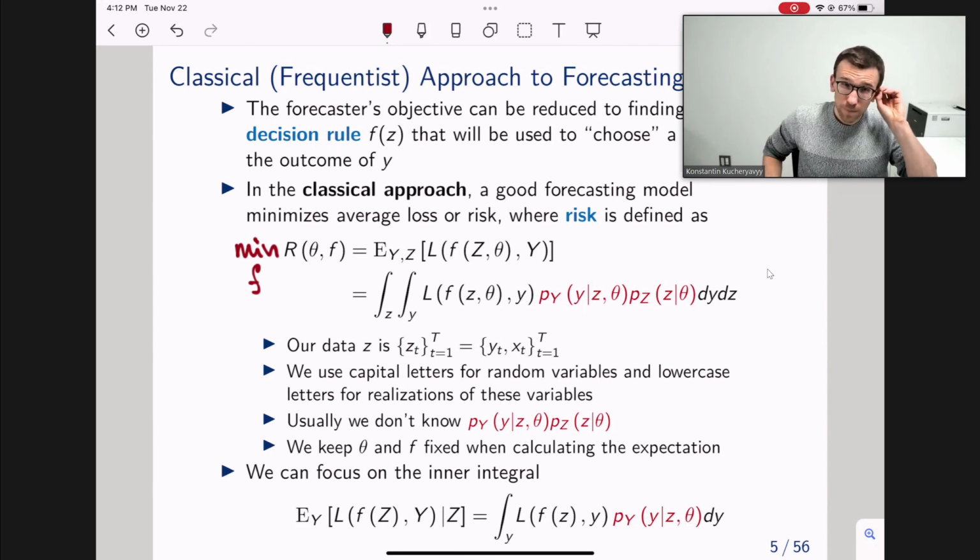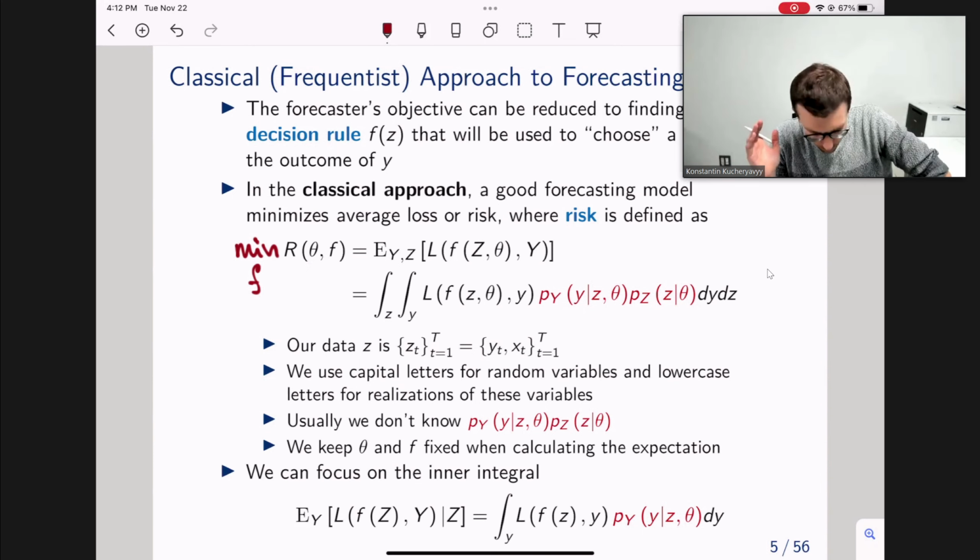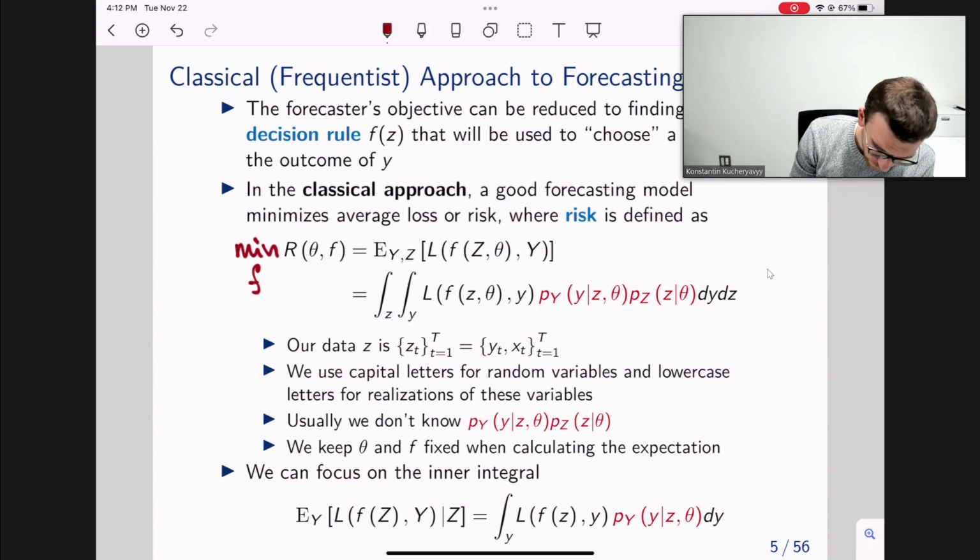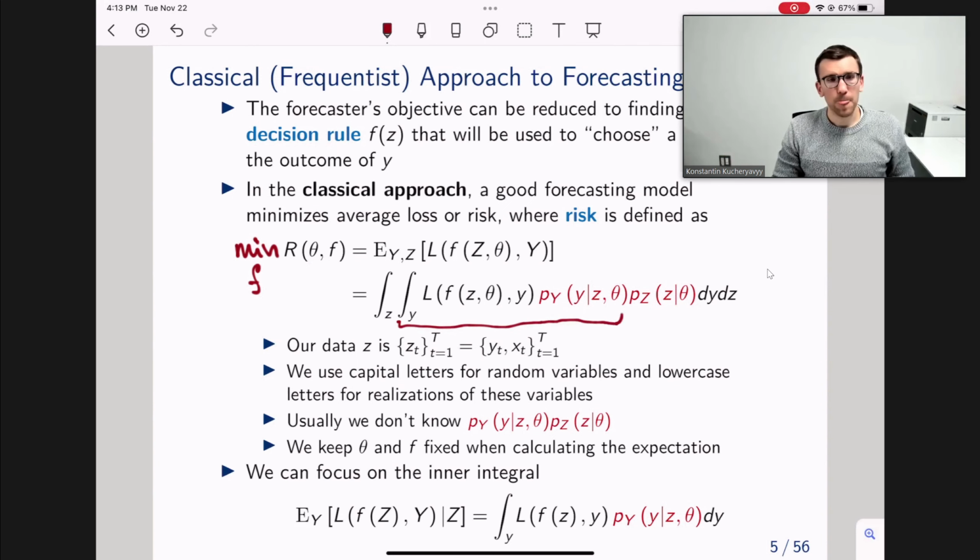Then it is sufficient, since all that we have in our observations is the one sample Z, then the classical approach is usually focusing on this internal integral and constructs decision rule F based on just this internal integral, and that decision rule is, of course, going to depend on Z. So there is a subtle difference here.